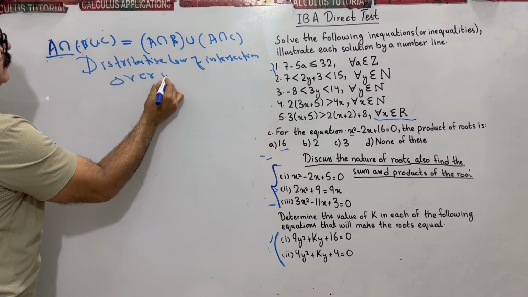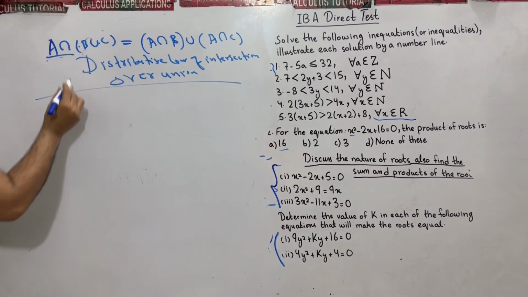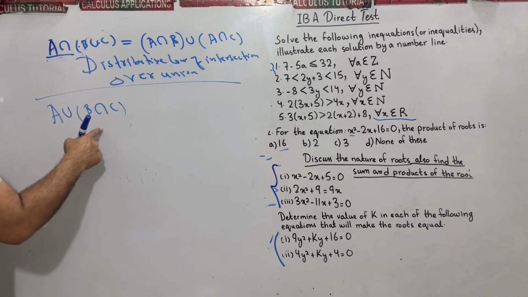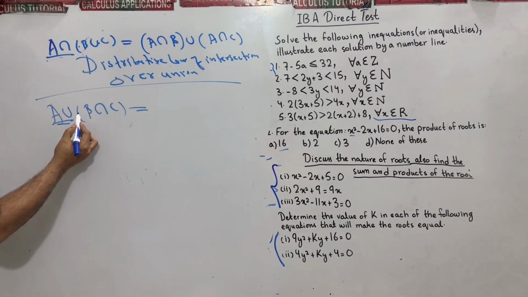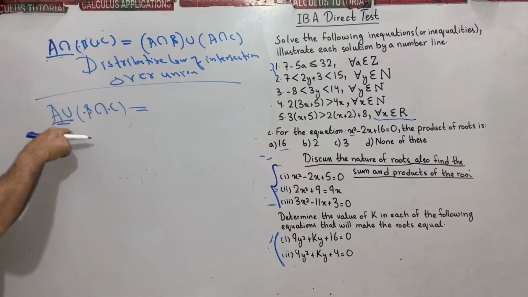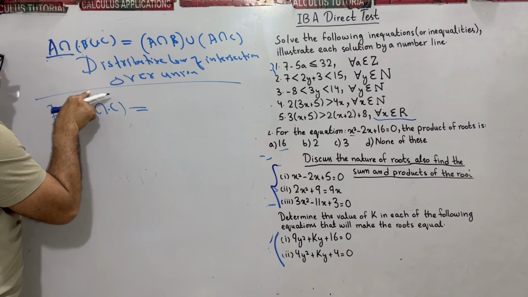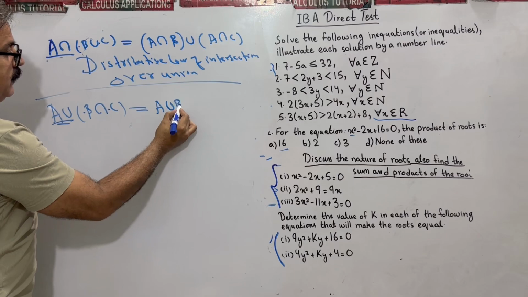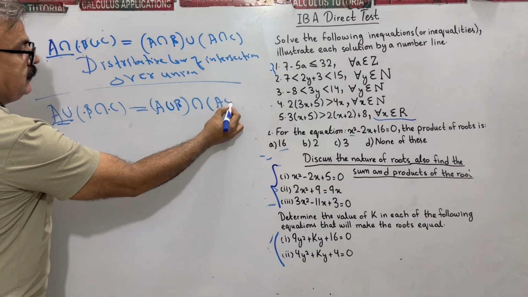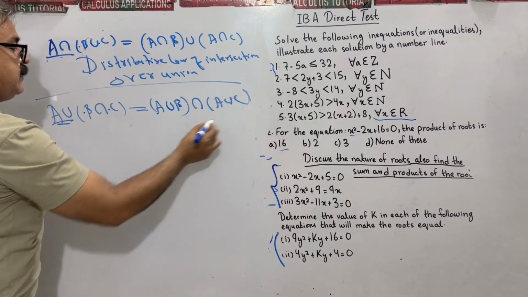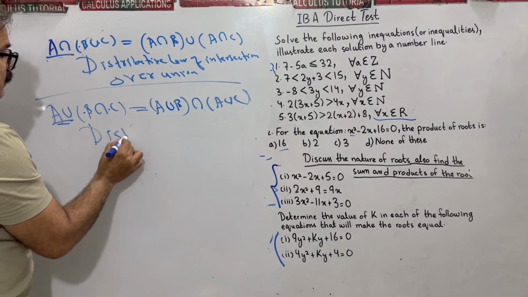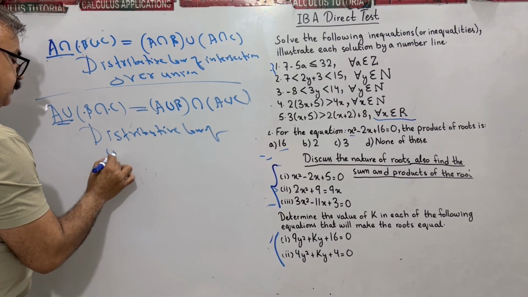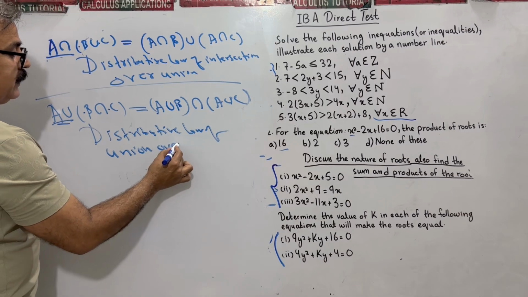Now A union B intersection C is equal to, just place A union in front of B as well as C. It will become A union B intersection A union C. Distributive law of union over intersection.